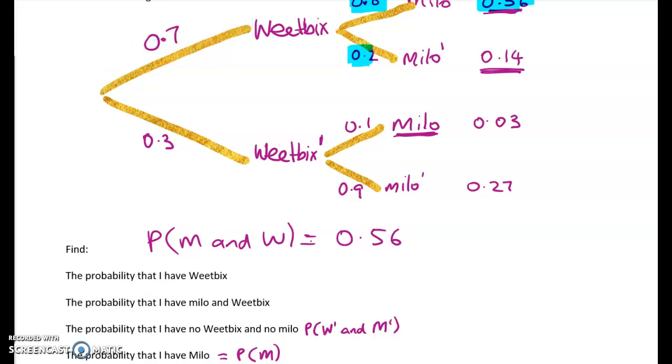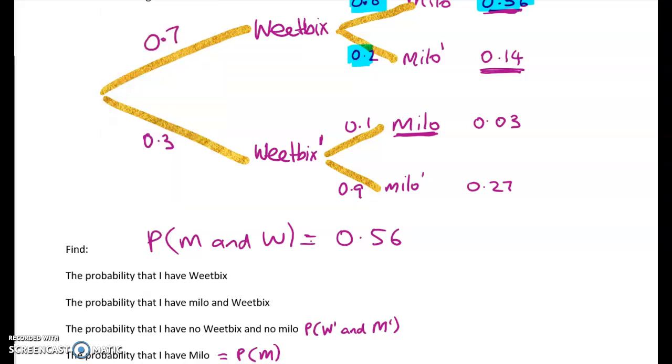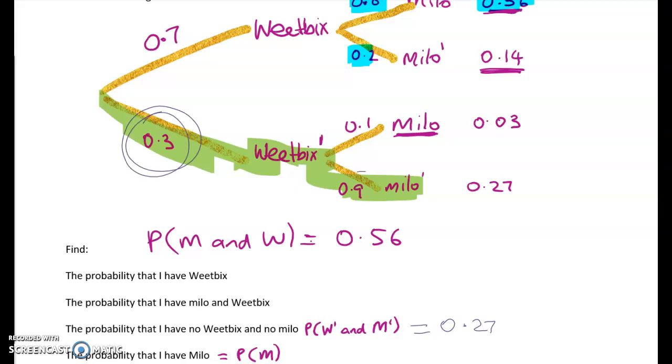Now next, the probability that I have no Weet-Bix and no Milo. Well, no Weet-Bix and no Milo is one outcome. So I just go to my tree and I find the right bits. So no Weet-Bix is here and no Milo is here. So no Milo and no Weet-Bix is going to equal 0.27. And again, that's come from 0.3 times 0.9.